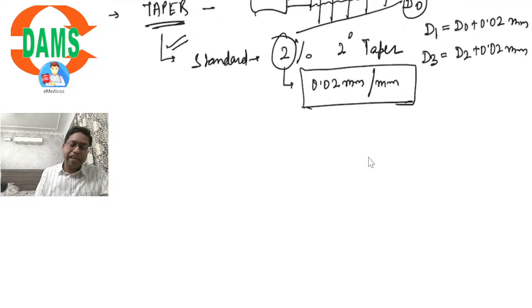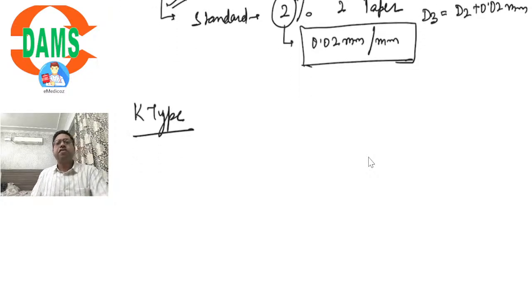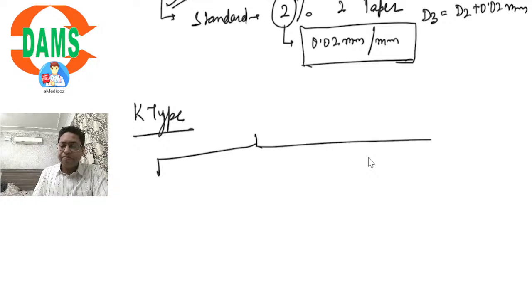Now we talk about K-type instruments. K-type hand instruments are principally of 2 types. One is a reamer, another is a file.